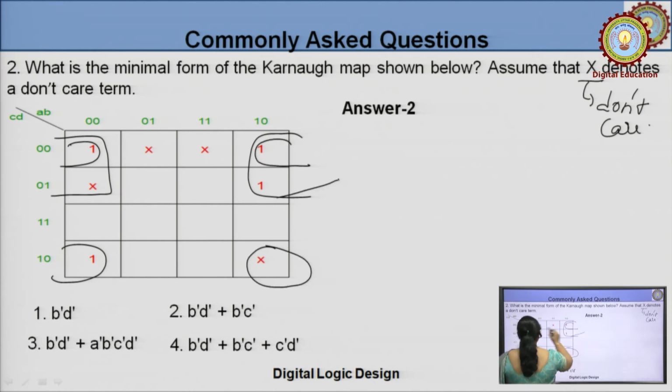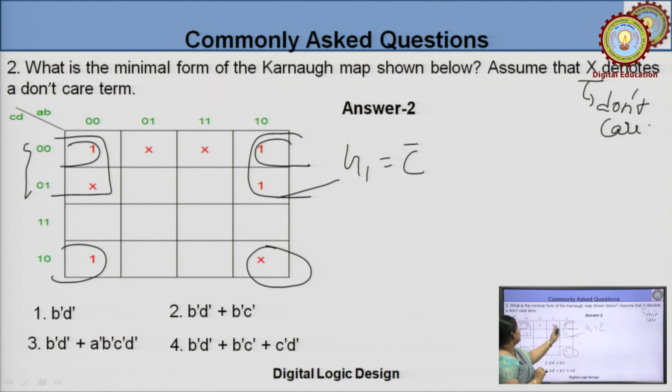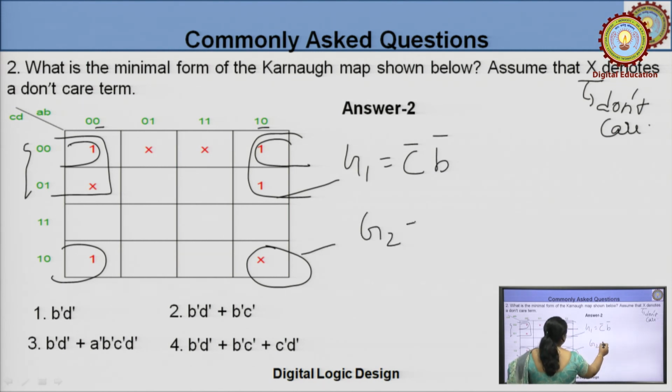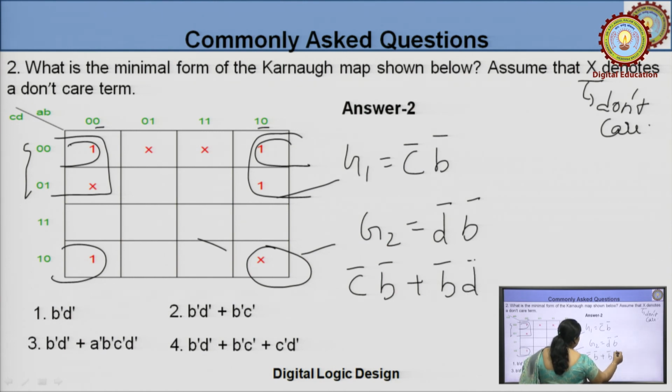For this group of four, let this be G1, what will be the common term from this side? The common term is C bar, and from the column side the common term is B bar. So this is C bar B bar. And for this G2, the four corner ones, what will be the value? From the row side, the common term is D bar, and from the column side the common term is B bar. So your answer is C bar B bar plus B bar D bar. So the correct option is the second. So the answer is 2.